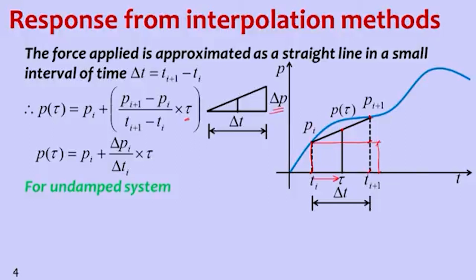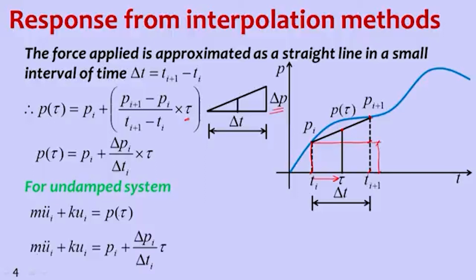Now for an undamped system, if this is a force, how do we apply it? m u double dot at i plus k u at i should be equal to p tau. So this is a tau in between. Then m u double dot plus k u is equal to the p tau function, and that value we are substituting here: p i plus delta p by delta t into tau.